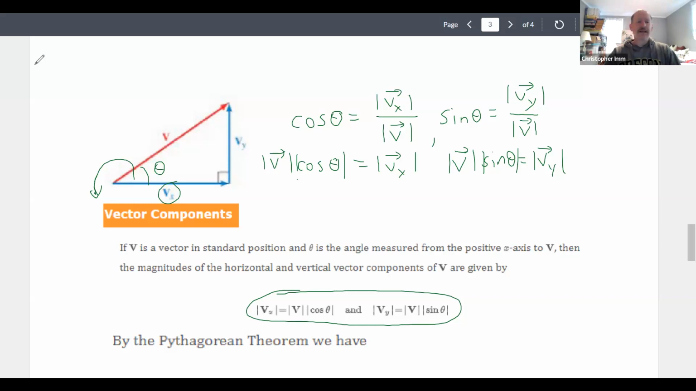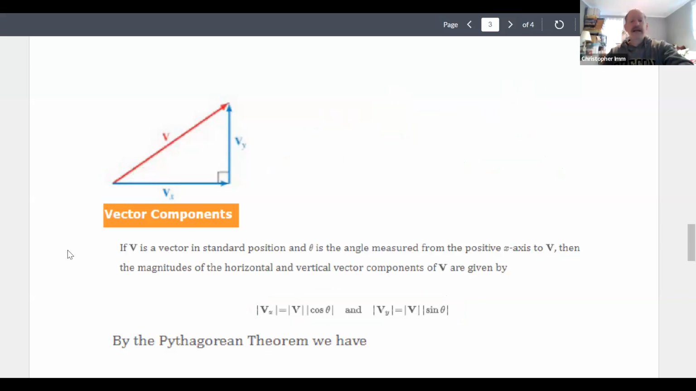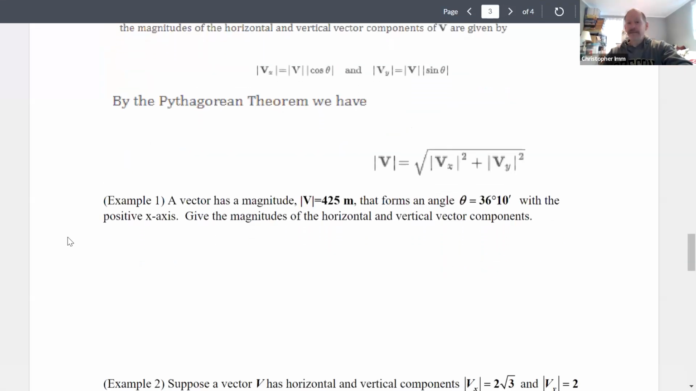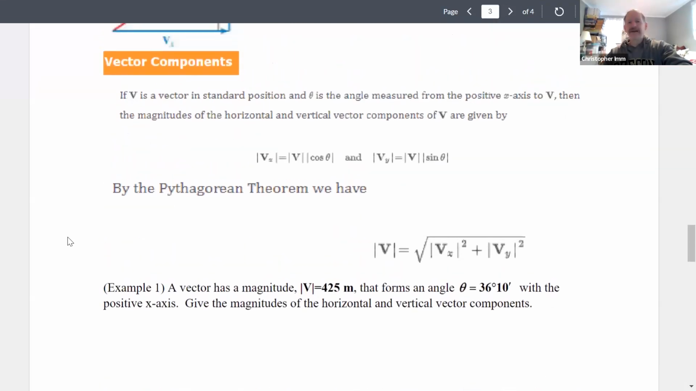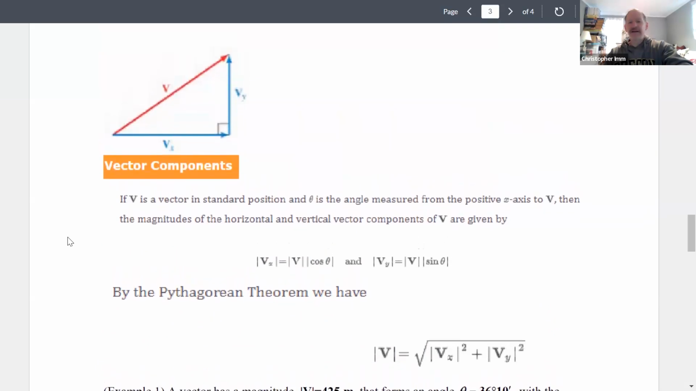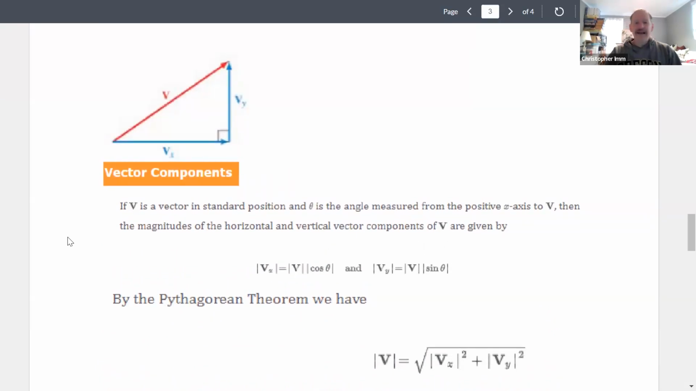Finally, we are going to look at the length of the vector. So for the length of the vector, we can just use the Pythagorean theorem. We can say that the magnitude of v is equal to the square root of the magnitude of the horizontal component squared plus the vertical component squared. A lot of things we've already done help us with these vectors.